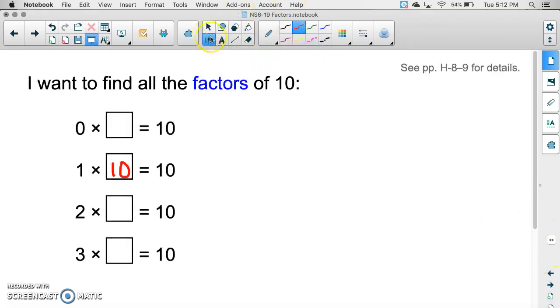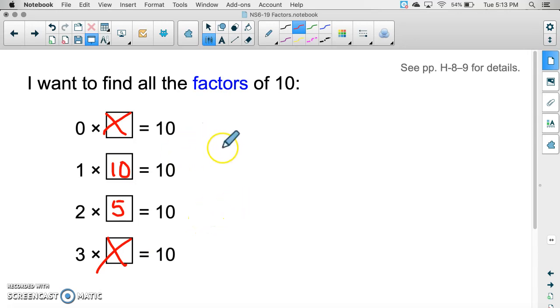So let's find the factors of 10. Using this chart that I have on the screen here, is 0 a factor of 10? No, because we can't multiply 0 by anything to get to 10. 0 times whatever whole number is always going to be 0. So 0 is not a factor of 10. We know that 1 times 10 is going to equal 10. We know that 2 times 5 is going to equal 10. But can we do 3 times something to get to 10? The answer is no, we cannot.